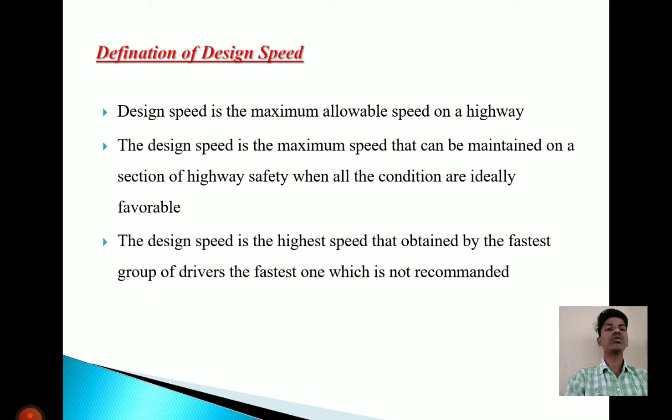Definition of design speed means what is design speed? Design speed is the maximum allowable speed on a highway. For example, the maximum allowable speed on one highway is known as design speed. The design speed is the maximum speed that can be maintained safely on a section of highway when all the conditions are ideally favorable. Next, the design speed is not the highest speed obtained by the fastest group of drivers, which is not recommended.